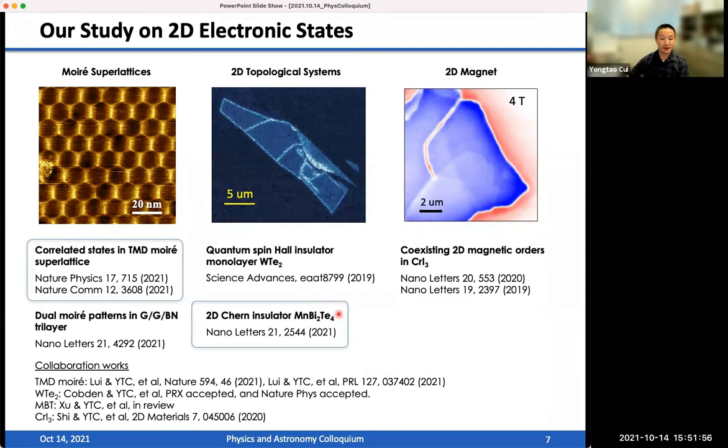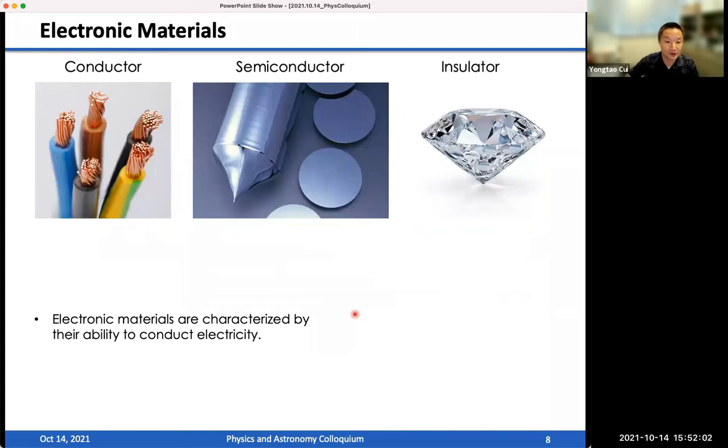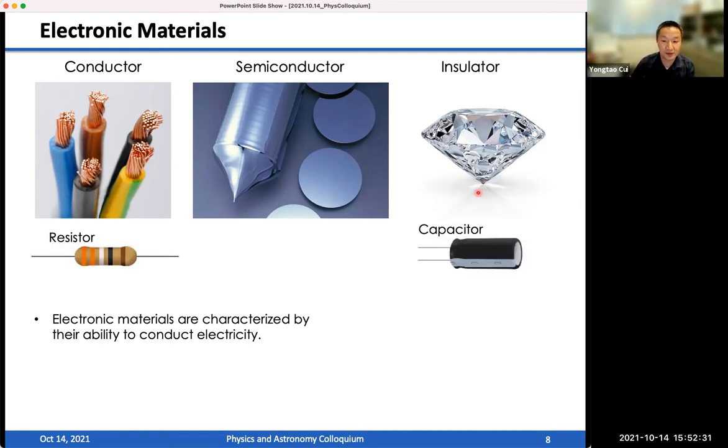Okay, before going into details, let me first give you a simple introduction in terms of why we want to study electronic materials. We know that the conduction properties or electrical properties of materials can be used to categorize different materials. We have conductors, which can conduct electricity. On the other side, the insulators cannot conduct electricity at all. And somewhere in the middle, there are semiconductors whose conduction property can be controlled. From those different electronic materials, we can make functional elements, for example, resistors, capacitors, diodes or transistors.